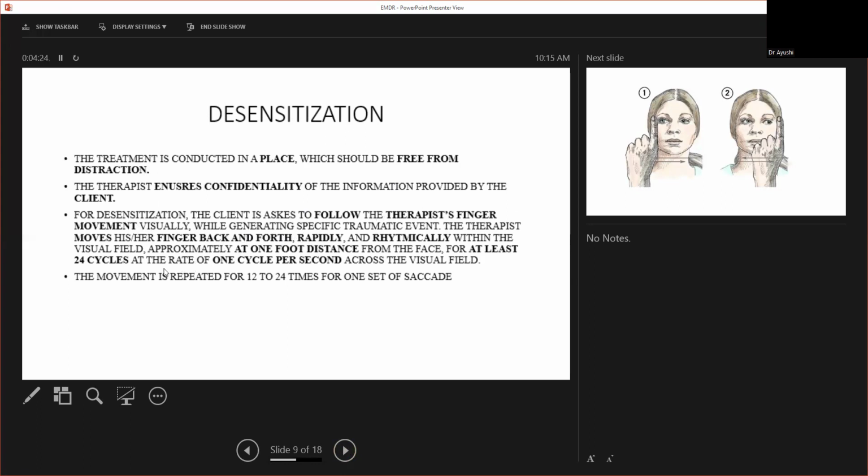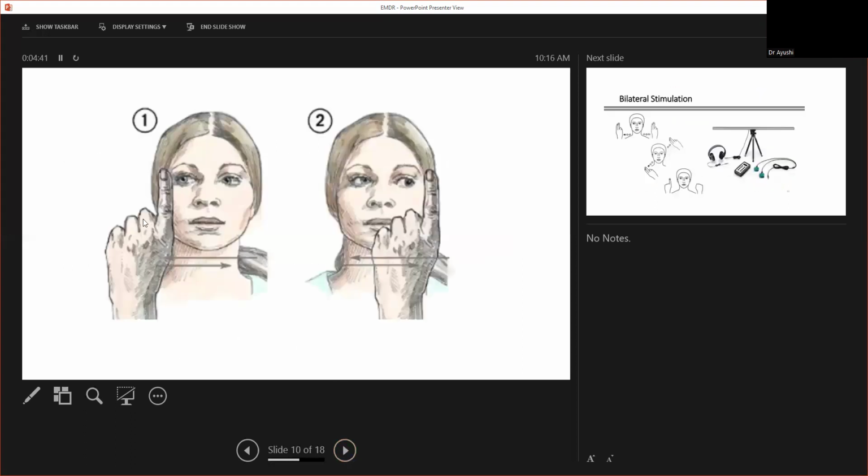The therapist moves his finger back and forth rapidly and rhythmically within the visual field, approximately at 1 foot distance from the face, for at least 12 cycles at the rate of 1 cycle per second across the visual field. The movement is repeated 12 to 24 times for one set. This is bilateral stimulation by the eyes.